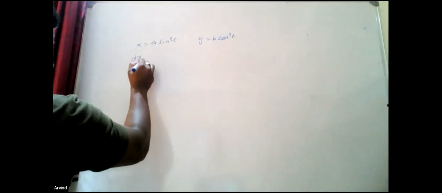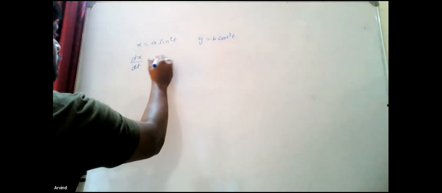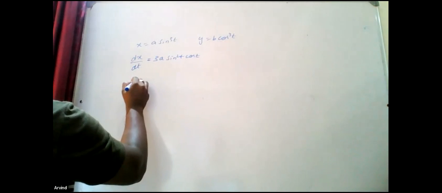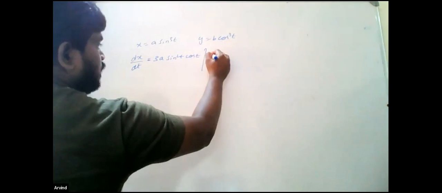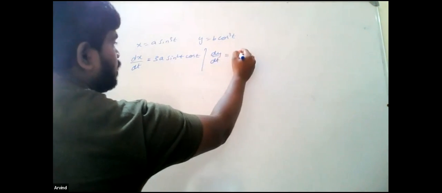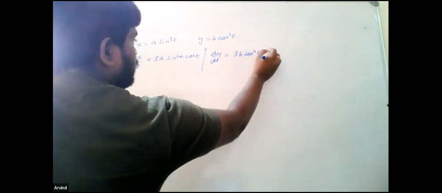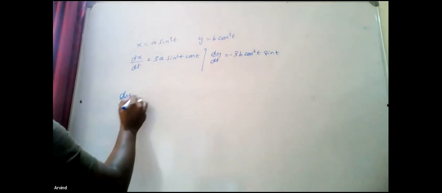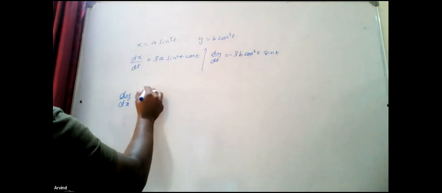So here we'll differentiate with respect to t. Dx by dt equals 3a sin square t cos t. That's what you'll get. Dy by dt, you'll get it as 3b cos square t, and cos differentiates to minus, so I'll put that minus here, minus sin t. So we want dy by dx. That is nothing but dy by dt divided by dx by dt.